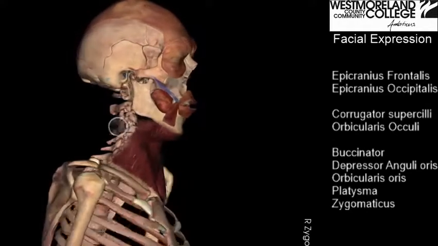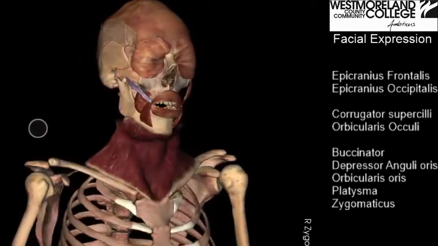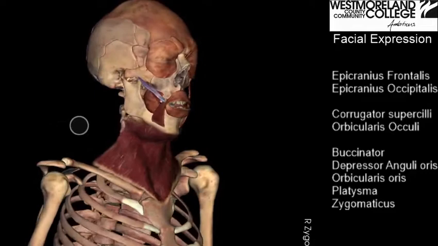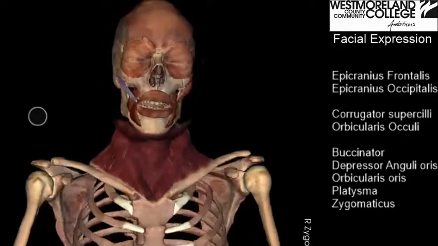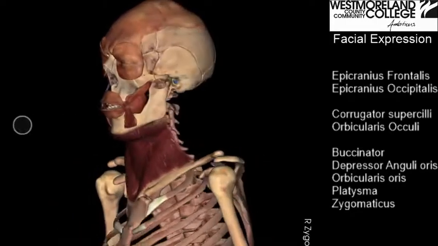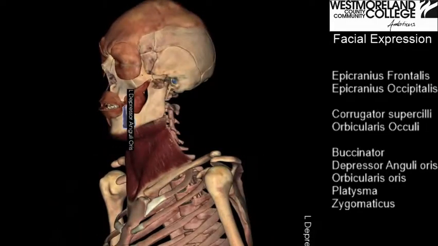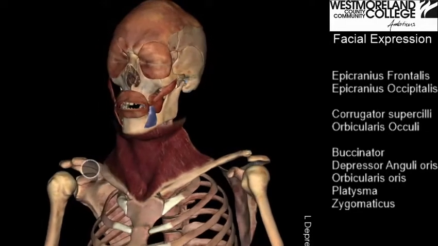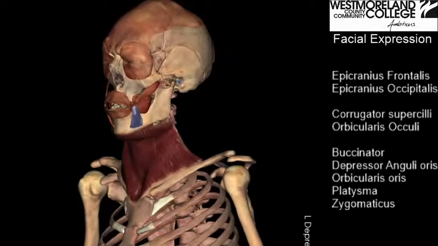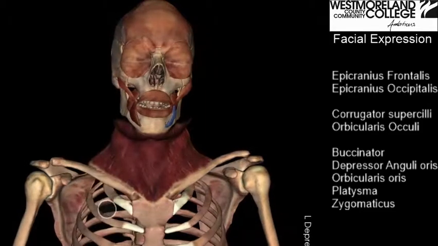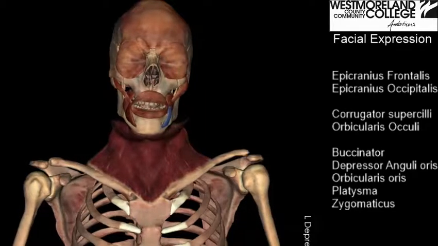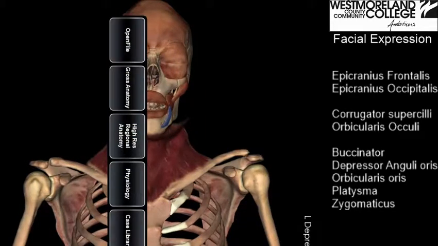Rotating, we can see the zygomaticus. So this is the muscle that would make us smile. You can see the origin on the zygomatic arch and the insertion on the corner of the mouth or the muscles of the mouth to make us smile. The opposite of that would be the depressor anguli oris, which is the muscle that makes us frown. You can see its origin on the mandible, and again the insertion on the mouth.